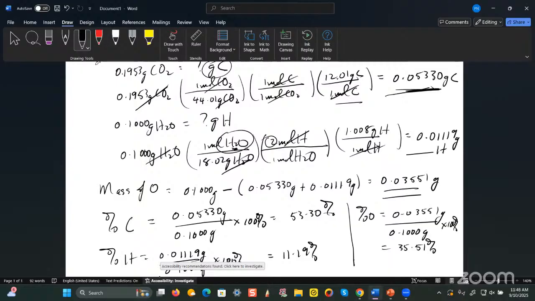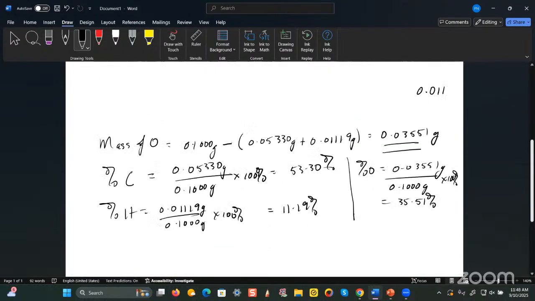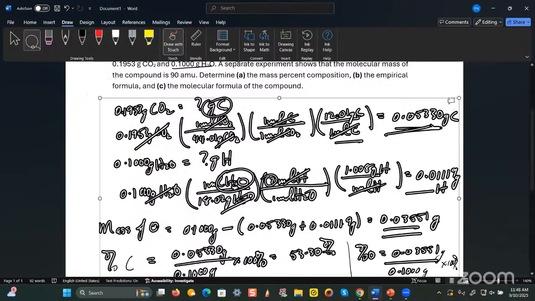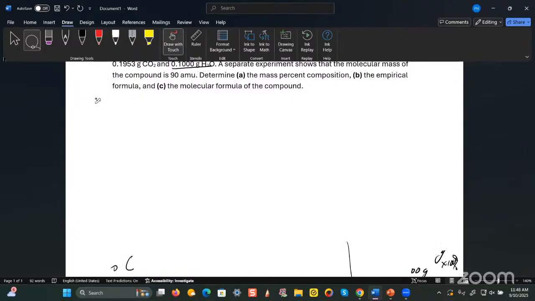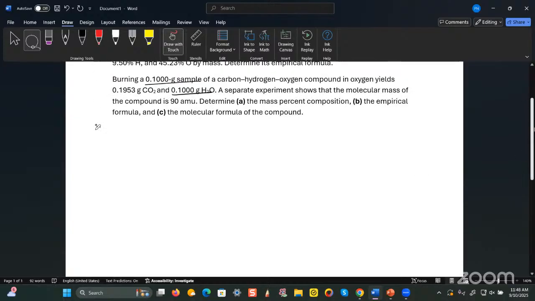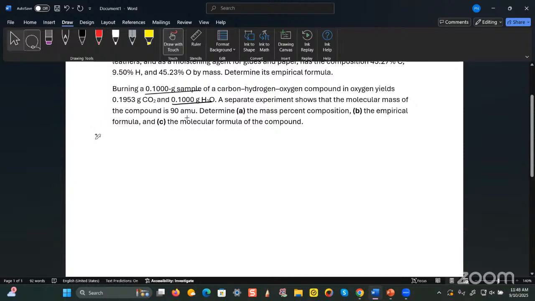Okay, so I think I'm going to need some space here. So what I'm going to do is just basically clear all of this here. Okay, so we have answered the A part. Now the B part is asking for us to determine the, I'm sorry, not the percent composition, the empirical formula.